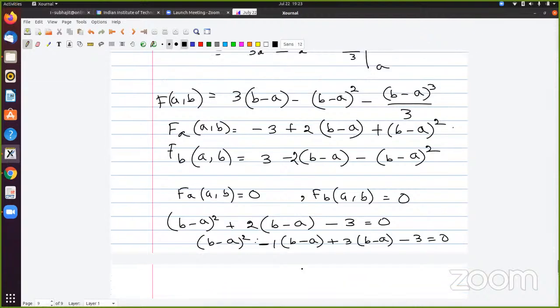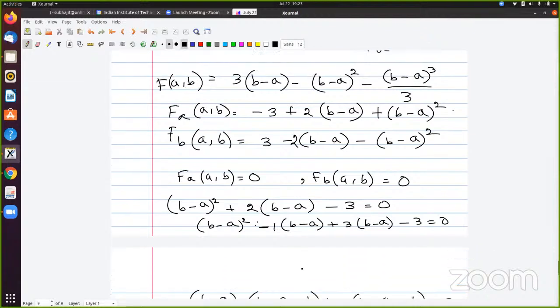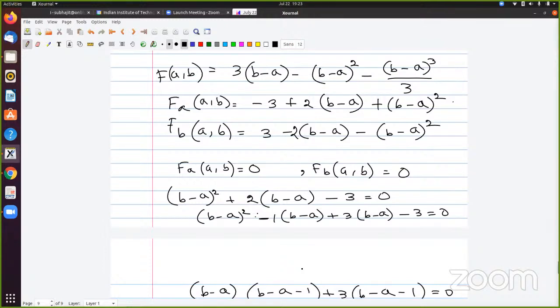And we need to find the maximum value of this function, right? So what else do we have to do now? To find the second order derivative, right? So for which point this will be maximum and for which it will be minimum, that we need to calculate, correct? Are you with me? Yes, sir.